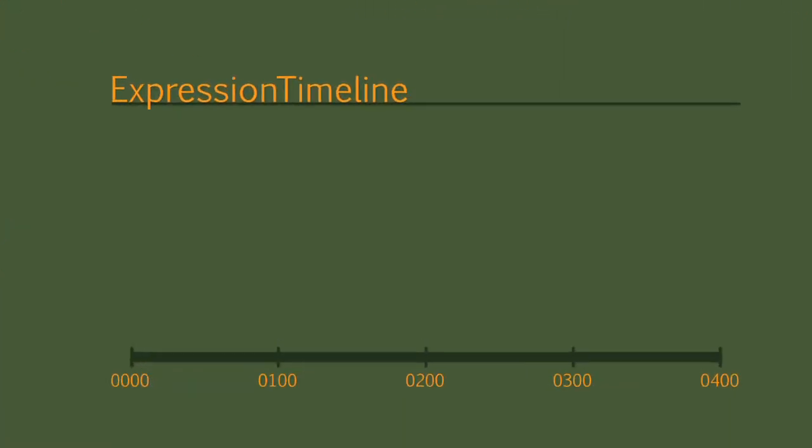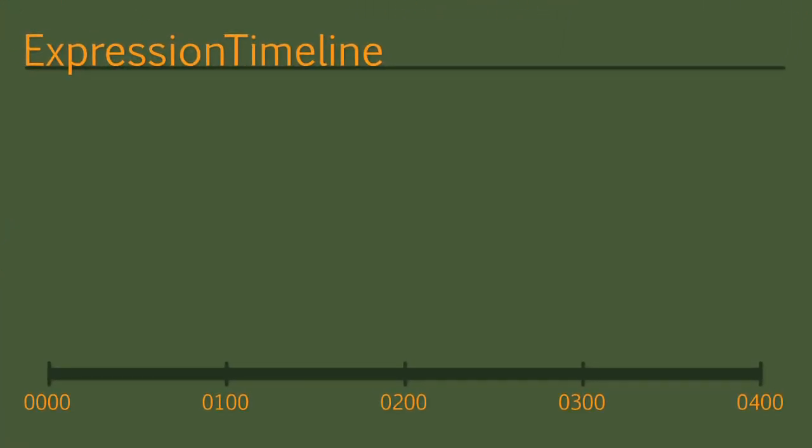If you have used expressions in After Effects so far, you might have noticed that one big drawback is that once you activated an expression, it's active for the entire duration of the comp. If you consider, for example, a wiggle expression, it wiggles from the beginning to the end of the composition.